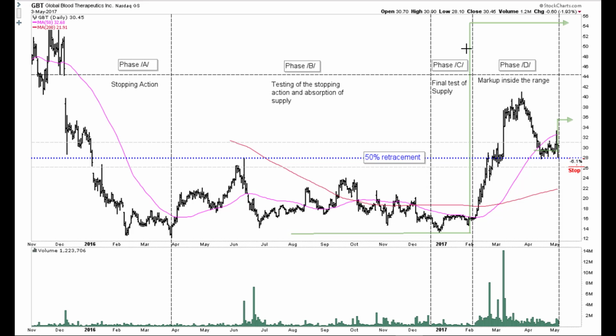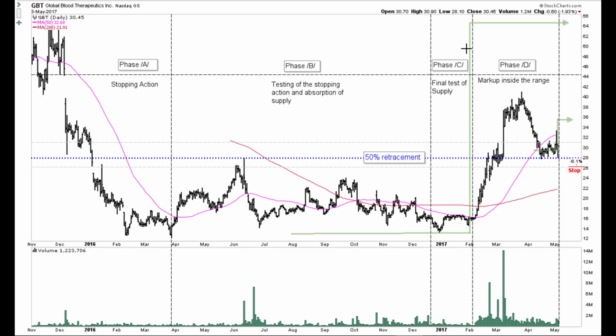So with Wyckoff methodology, there's 4 phases: accumulation, markup, distribution, and markdown. And the stock that we're looking at here, GBT, appears to be under accumulation. Within each of the phases of accumulation and distribution, there's 5 other phases. They have it broken down into phase A, B, C, and D.